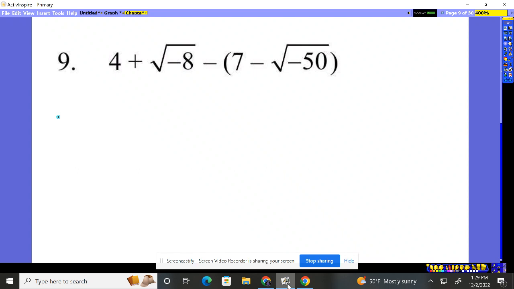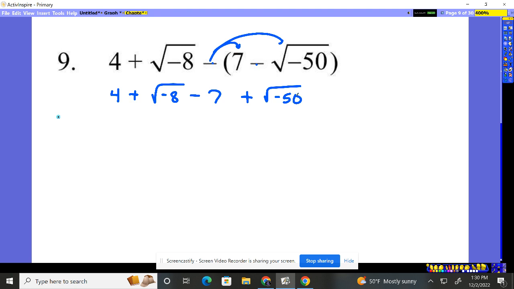Number 9, have all these good things in here. Well, let's simplify it down. First thing I'm going to do is distribute this negative sign through to each piece. So I have the number 4 plus the square root of negative 8, which we'll simplify in a minute, minus the 7, and what does minus and minus change to? Plus a square root of negative 50.